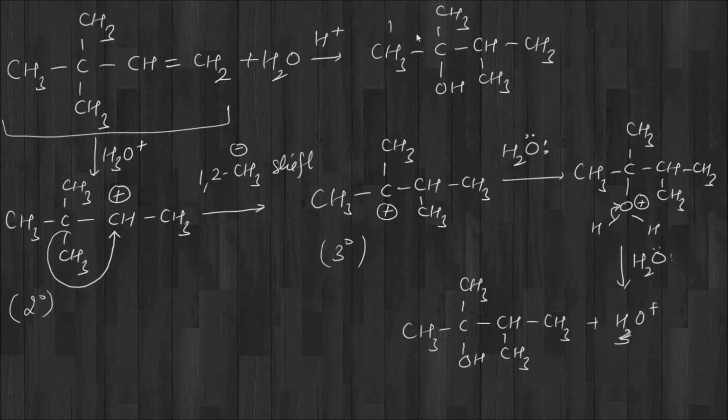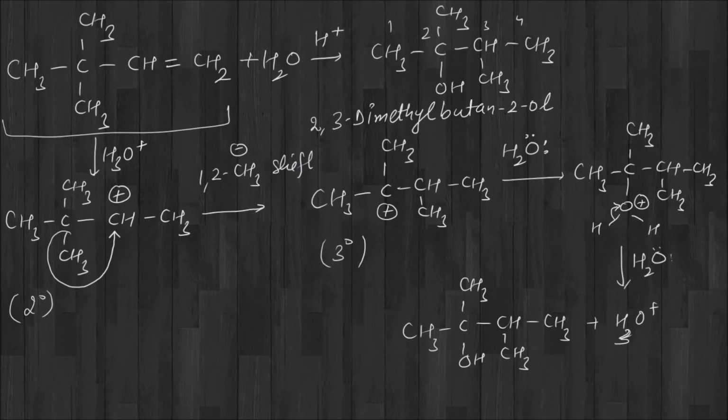So what is the product? 1, 2, 3, 4. It is 2,3 dimethyl butane 2-ol.